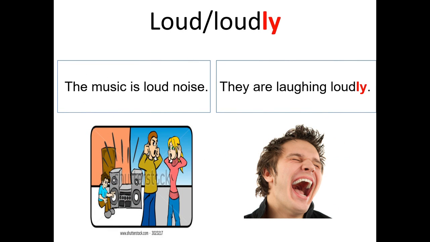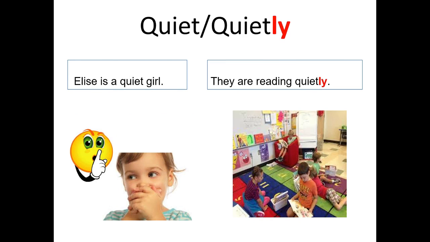Okay. Next. Loud. Loudly. The music is a loud noise. They are laughing loudly. Again, you can see loud plus ly, loudly. Next, Elise is a quiet girl. They are reading quietly. Quiet, quietly. Again, you can see we add ly to quiet to make quietly.